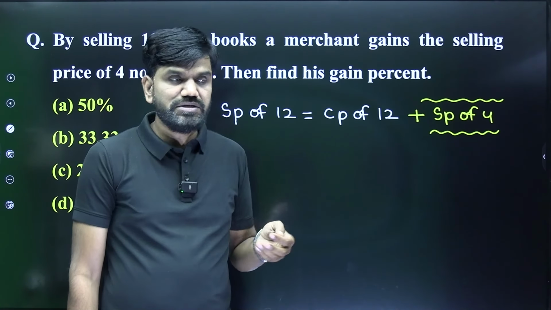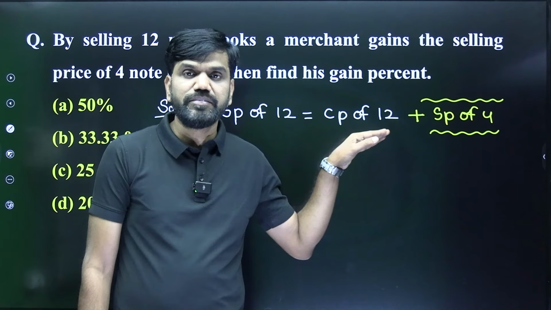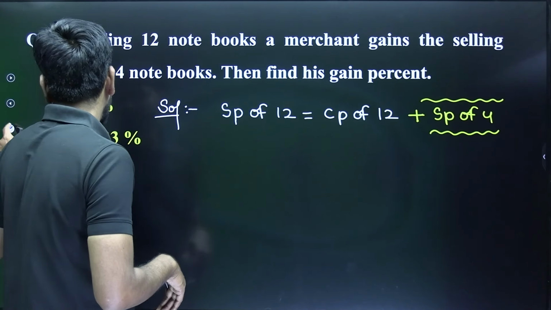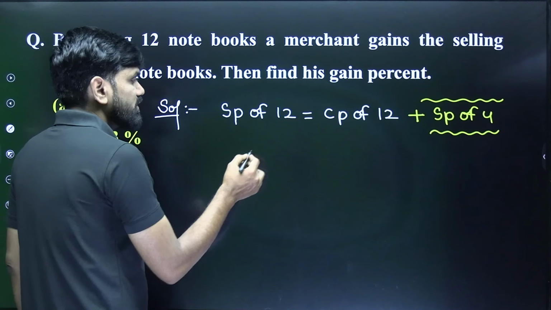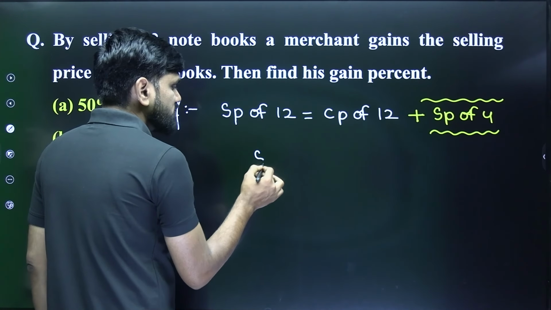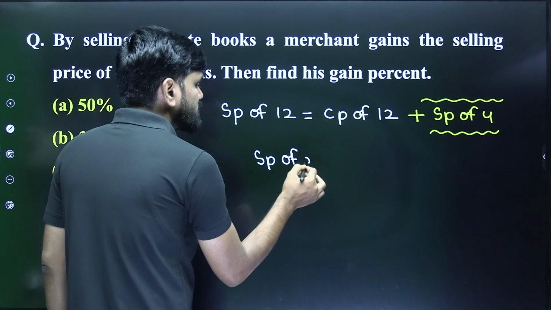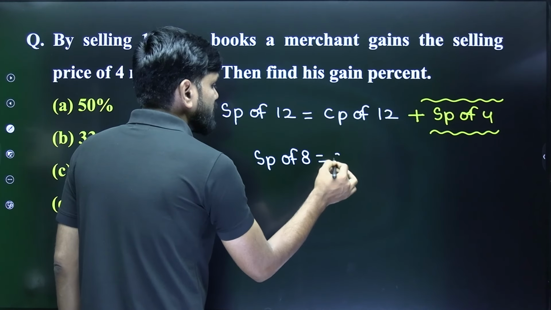If there is a profit, he is getting something more than the cost price. If there is a loss, instead of plus, I will use minus. That's all. Throw that SP of 4 to this side. That will now give you SP of 12 minus SP of 4 is equal to SP of 8. SP of 8 is equal to CP of 12.